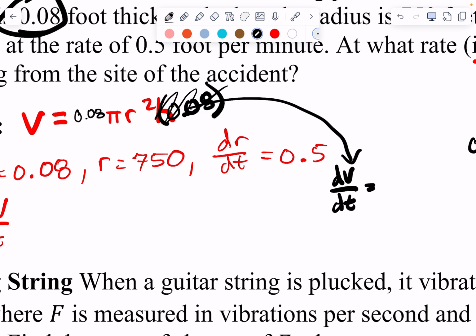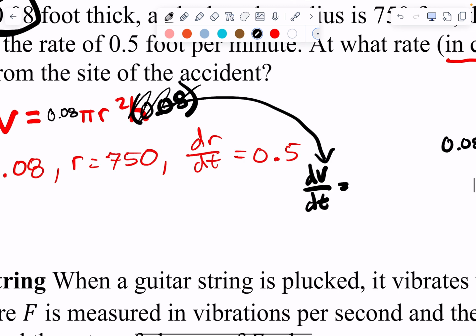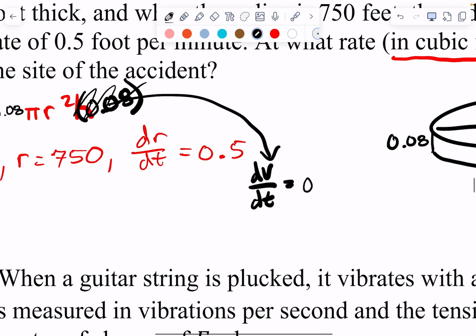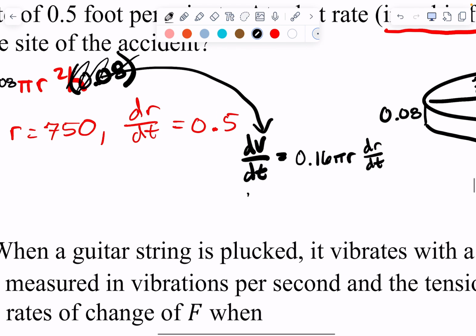Pull the 2 down in front. Billy says 0.16 pi r, and then dr/dt. Now we plug stuff in. We're trying to find dV/dt, right? R is 750. Are these all in feet, by the way? I really hope so.